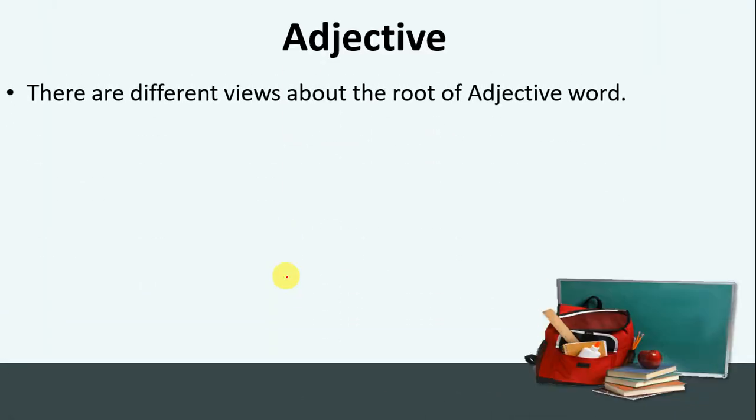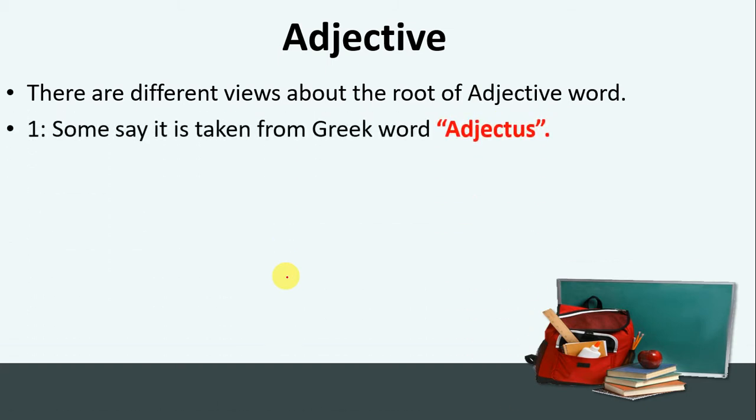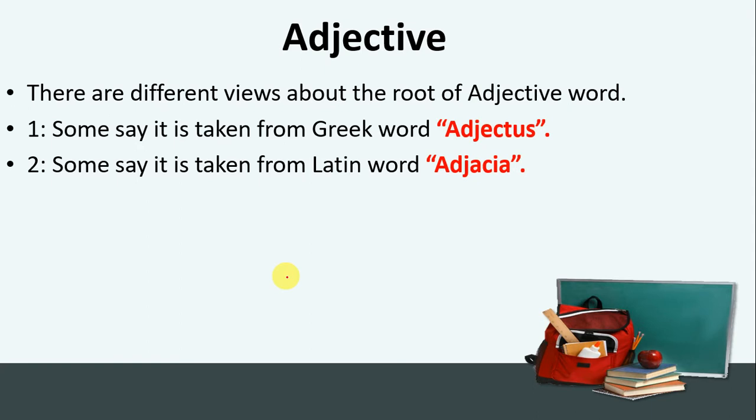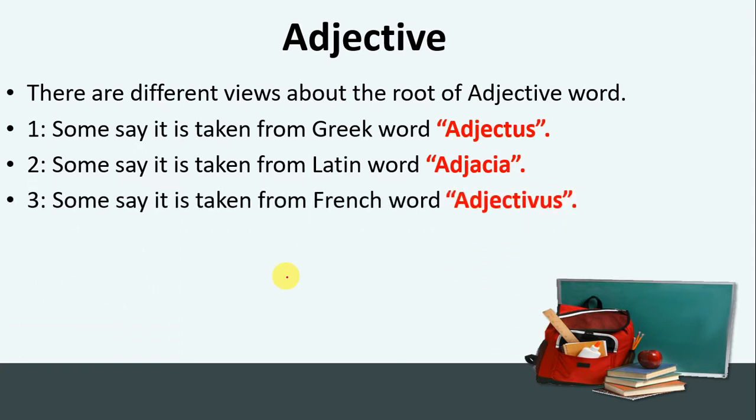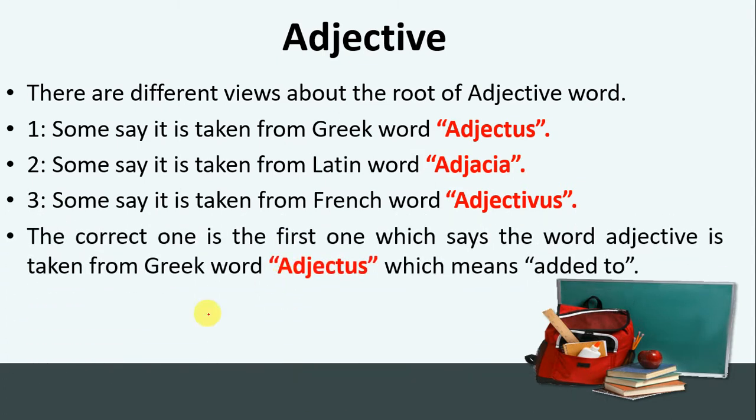There are different views about the root of the word adjective. There are different ideas about where the word adjective comes from. There are so many ideas, so we will just discuss some of them. Some say it's taken from the Greek word adjectives in the first idea. Some say it's taken from the Latin word adjecta. Some say it's taken from the French word adjectives. Now the question is, which one is very common? The first one is mentioned in so many grammar books, so we will prefer this one.